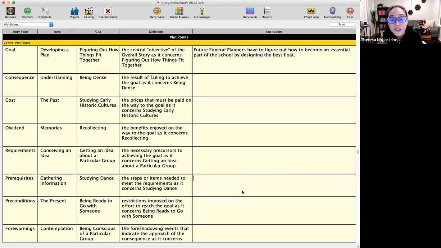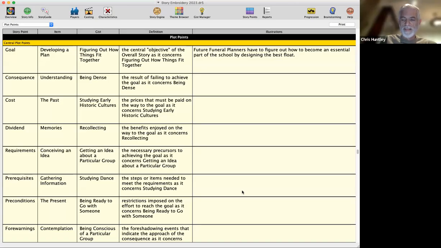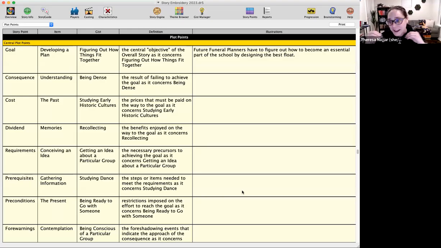Okay, got it. So the prerequisite has to be studying dance, and it's something to do with they're going to dance as part of this. They're going to dance on floats or at this, I don't know. They have to dance. That's all I got. But in order to help them develop the float, they have to study the dance, because they've got to figure out where they're choreographing on the float.